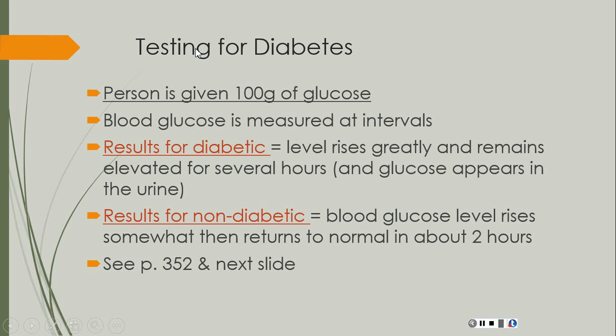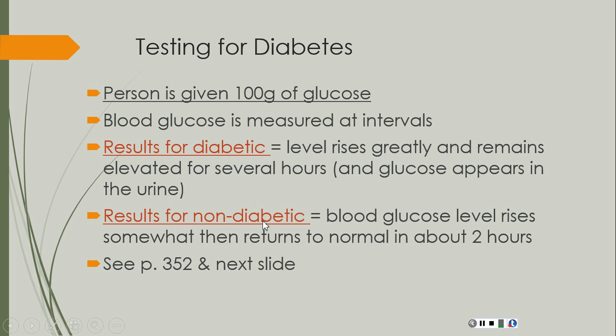So how is it tested for? Well, the way it's tested is a person is given 100 grams of glucose to ingest, and then the blood is measured at intervals. The diabetic will have, in these measured intervals, blood glucose that will rise a lot. It will peak and then remain elevated for several hours. And they can also see glucose appearing in the urine.